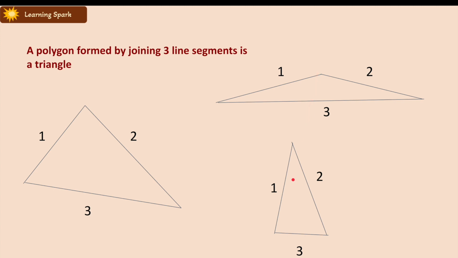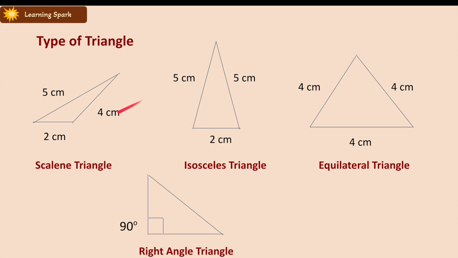So let's see the types of triangles that we can form with three lines. So this is one type. See here, these three line segments, their lengths are different. One is 2 centimeter, one is 4 centimeter, one is 5 centimeter. So when the lengths are different for all the line segments, this kind of triangle is called a scalene triangle.